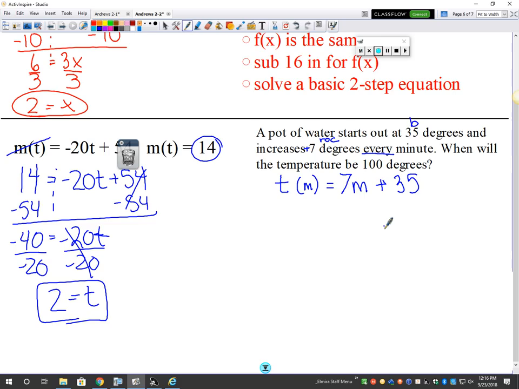Then the 100. The 100 represents temperature. So M stands for minutes. We're not going to sub in for it. This is not going to be T parentheses 100. This is T of M equals 100. Temperature equals 100. So I'll put 100 in the place here, and then solve.